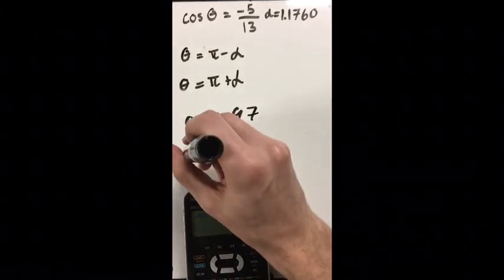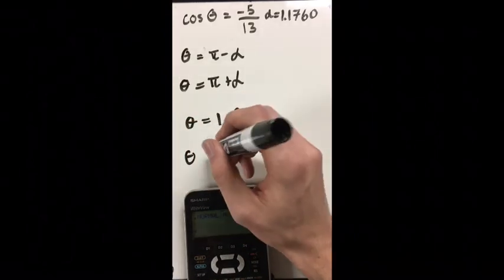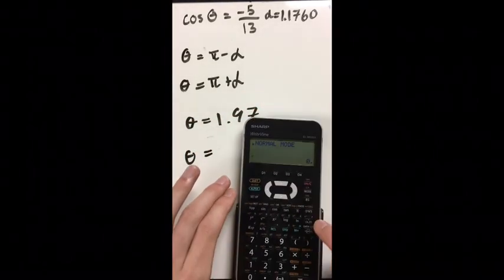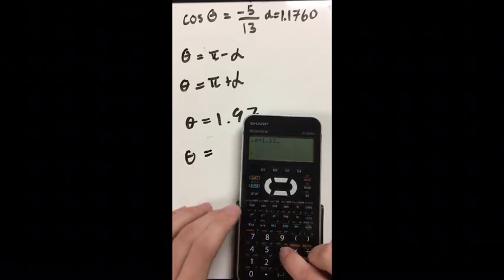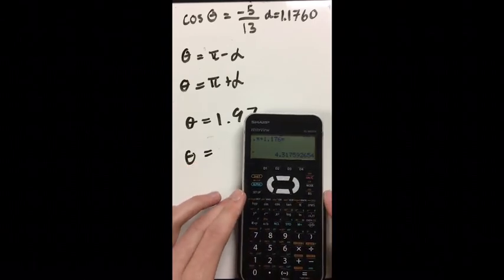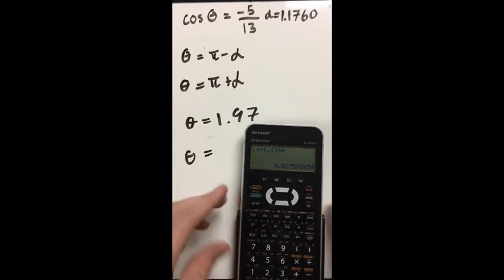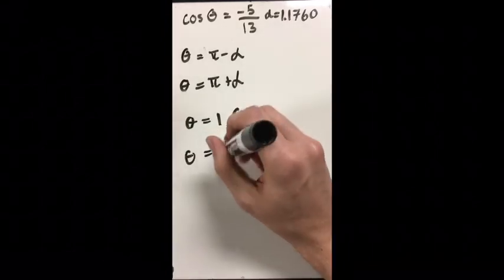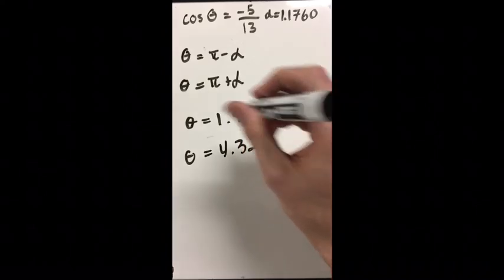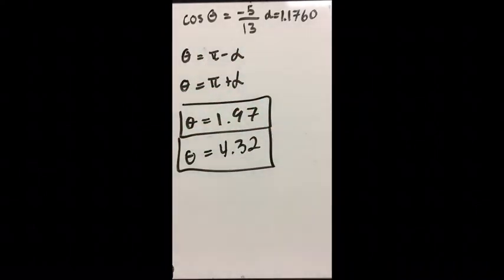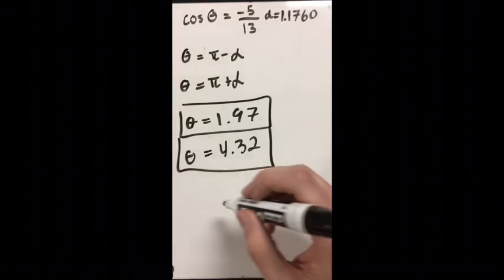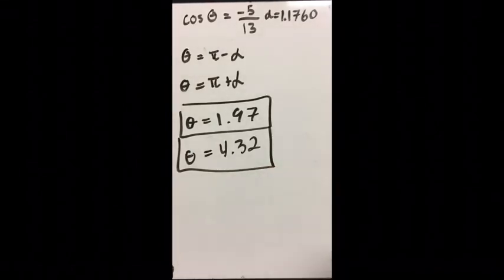For our next value, we need to take pi plus alpha. So pi plus 1.1760 is equal to 4.32 rounded to the hundredth spot. These values here are all of our possible radian values for theta over the domain 0 to 2 pi.